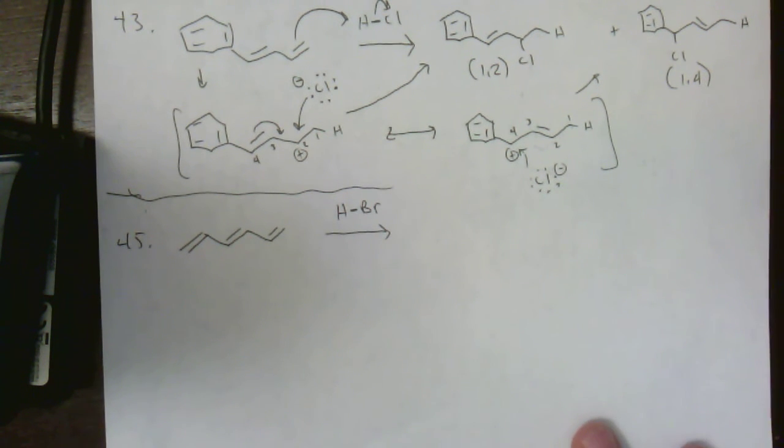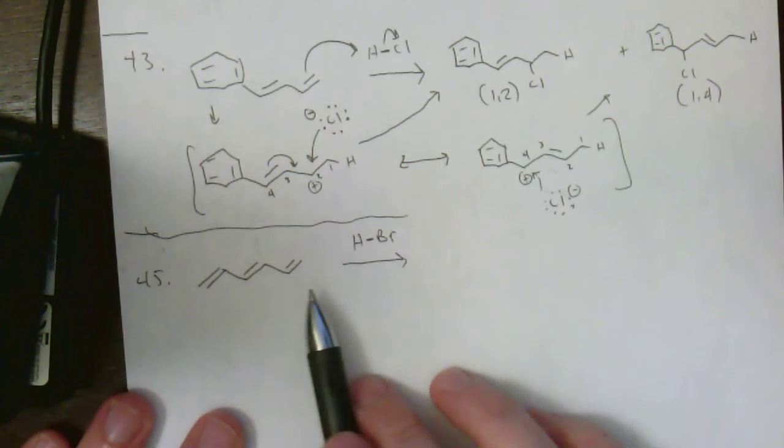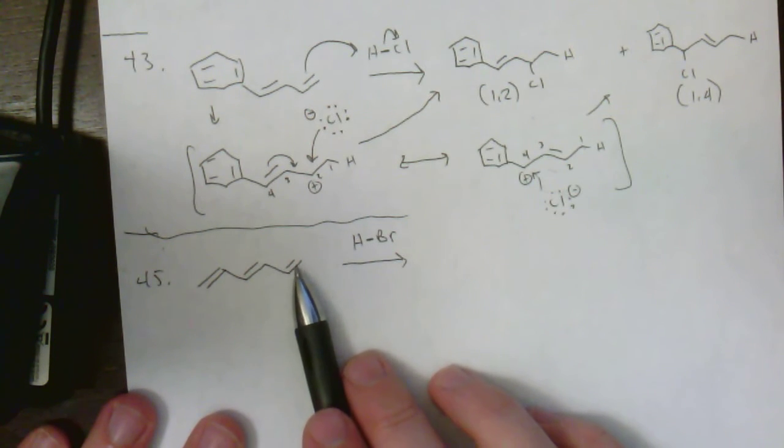Okay, on to number 45. So the first part of this one wants us to draw all the possible carbocations that we could get for this particular reaction.